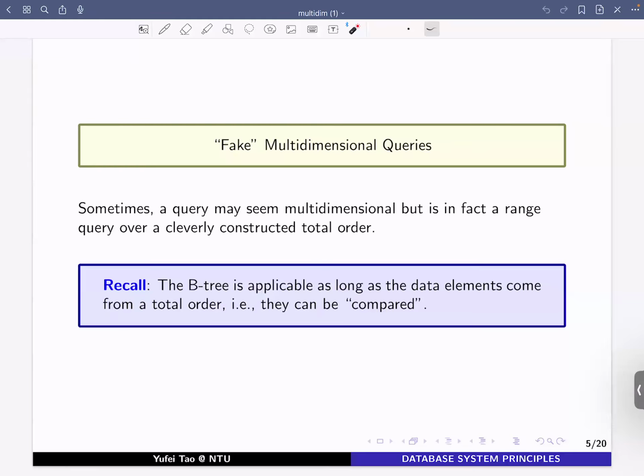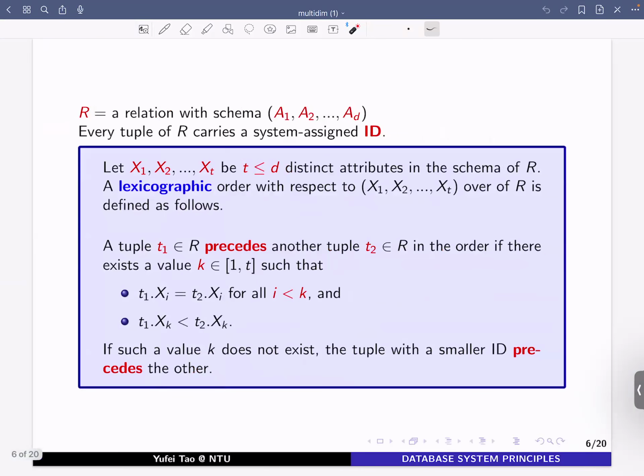Before proceeding, I'd like to remind you that the B tree is not useful only on integers. The B tree can be used to index any total order. The only thing we need about the total order is the comparison result. I don't really care what the data elements in the B tree are, as long as you can compare them, then all is good. You can create a B tree on it. Very nice.